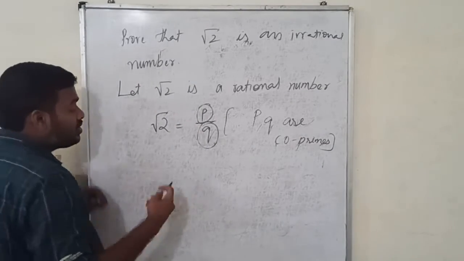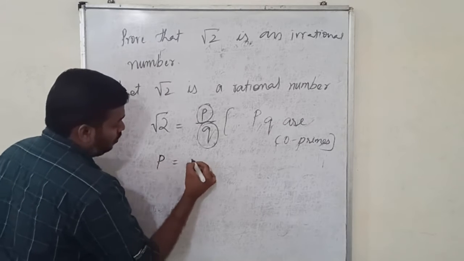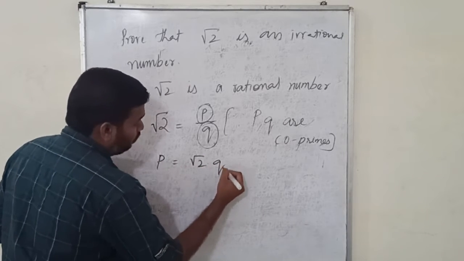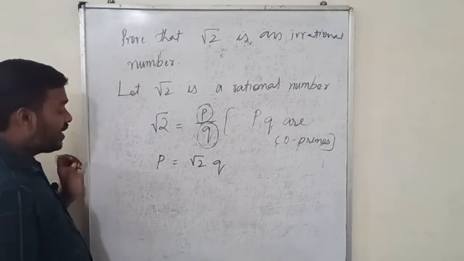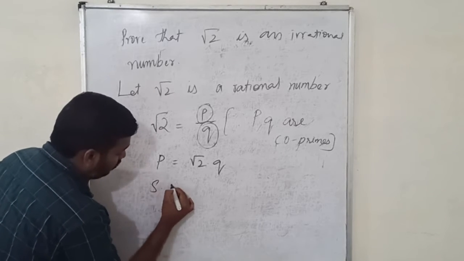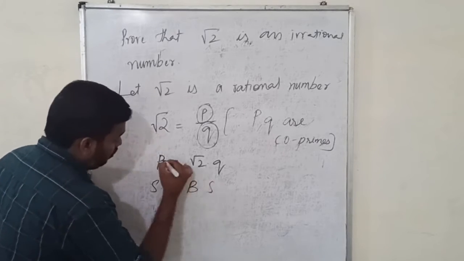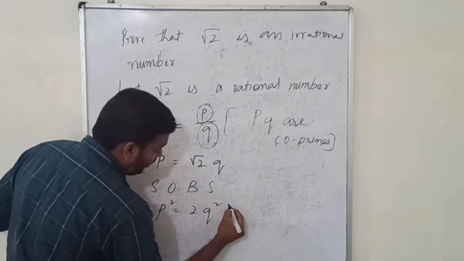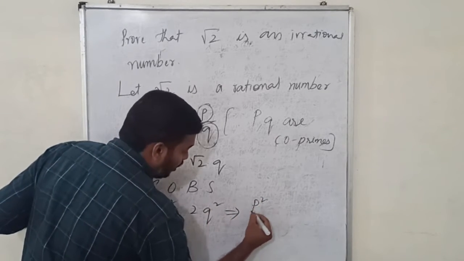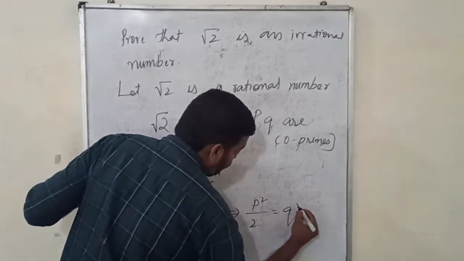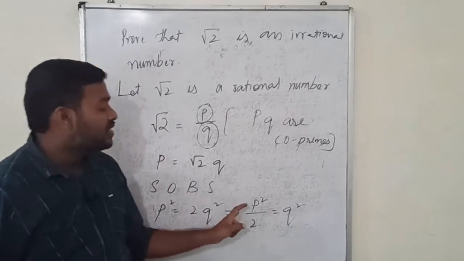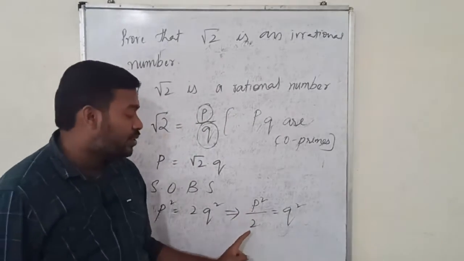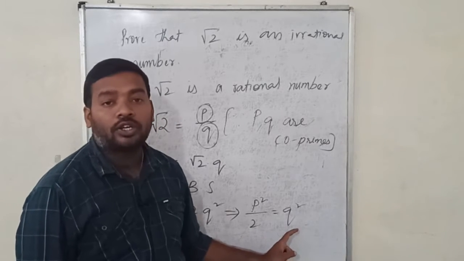P can be written as root 2 into Q. Squaring on both sides gives P square equals 2 Q square, that implies P square by 2 is equal to Q square. Here you can say that when P square is divided by 2, you are getting Q square.